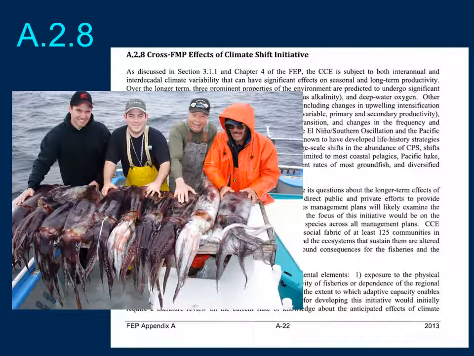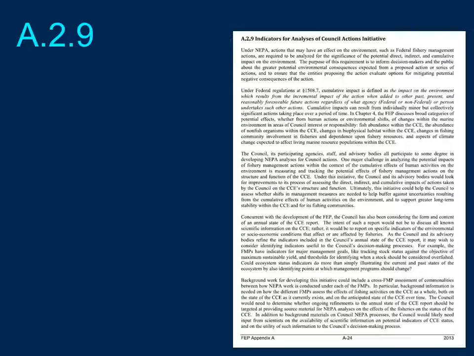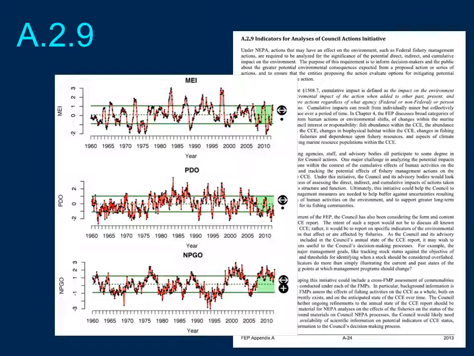Initiative A28 on pages A22 and A23 would look at how near-term climate shifts and long-term climate change interact with council-managed species and fisheries to help us think about their relative vulnerability to changing temperatures, acidity levels, and dissolved oxygen levels. Initiative A29 on pages A24 and A25 looks at whether the Council's National Environmental Policy Act analyses could be better supported by more or different research on indicators on the state of the environment.